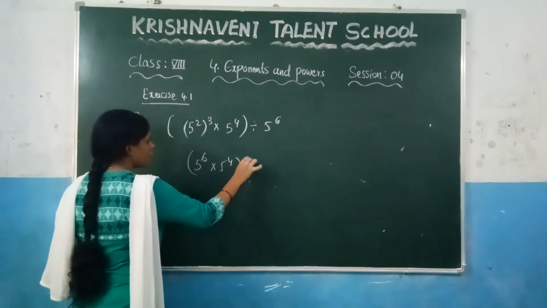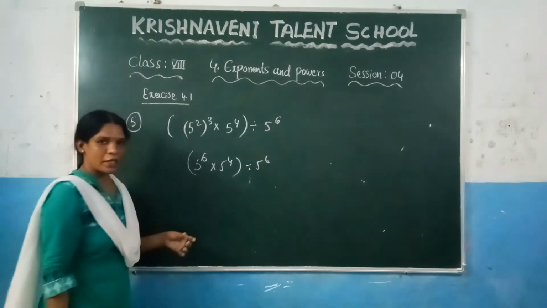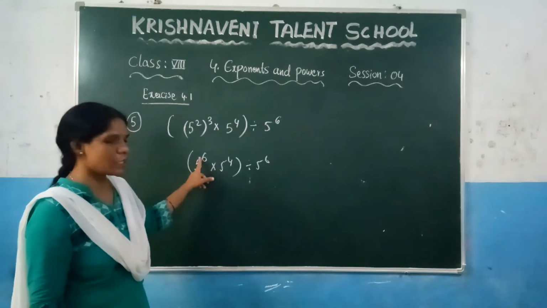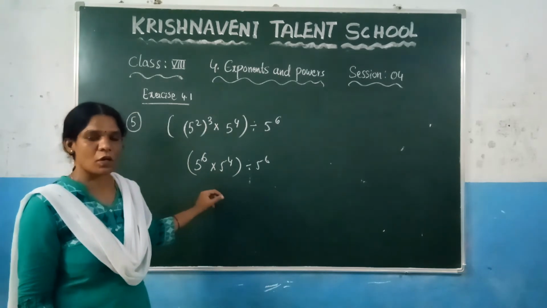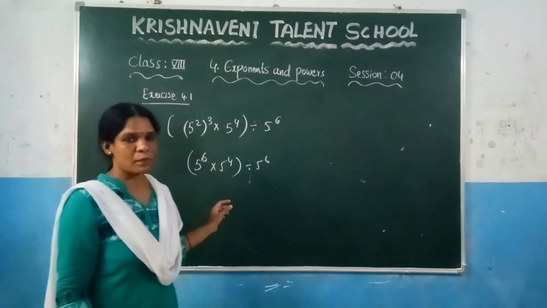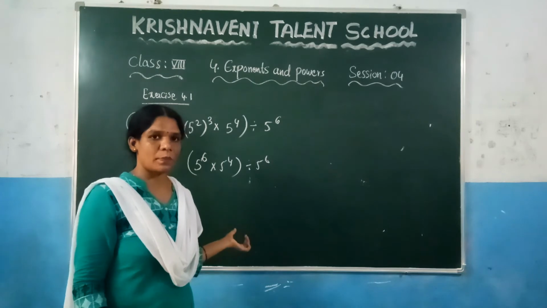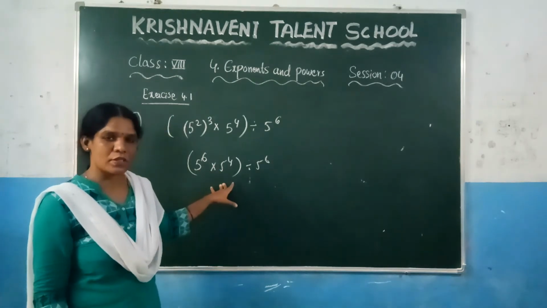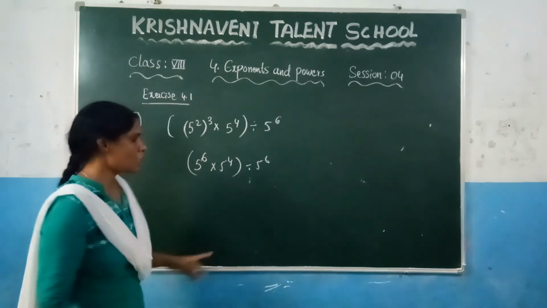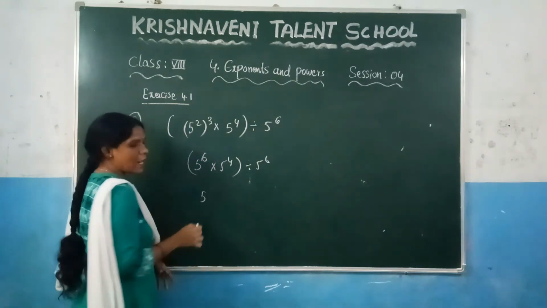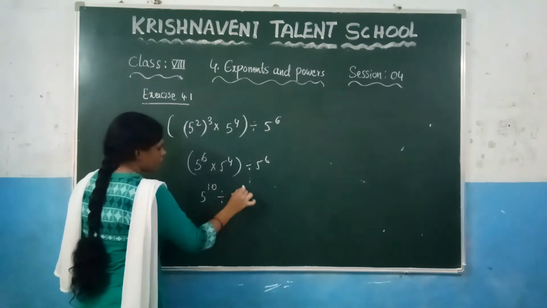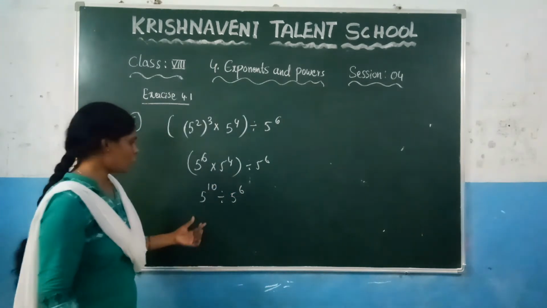And what is there here? Which is 5 power 6. Now here you can observe that the bases are same. Since multiplication is there, you can add the powers. Since it is in the form of a power m into a power n, you know that it is nothing but a power m plus n. So here you can add the powers, so that you will get 6 plus 4 which is nothing but 10.